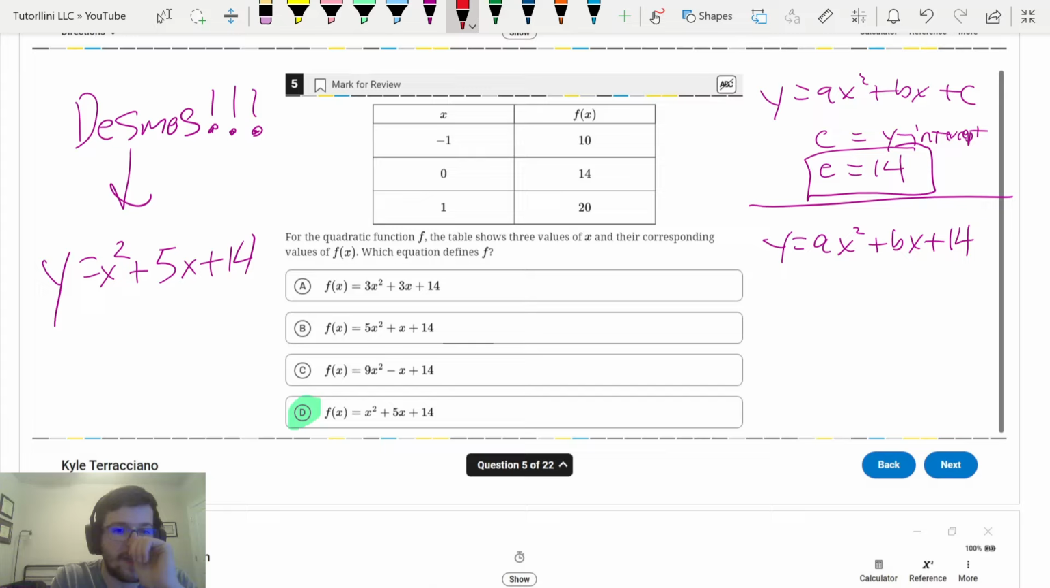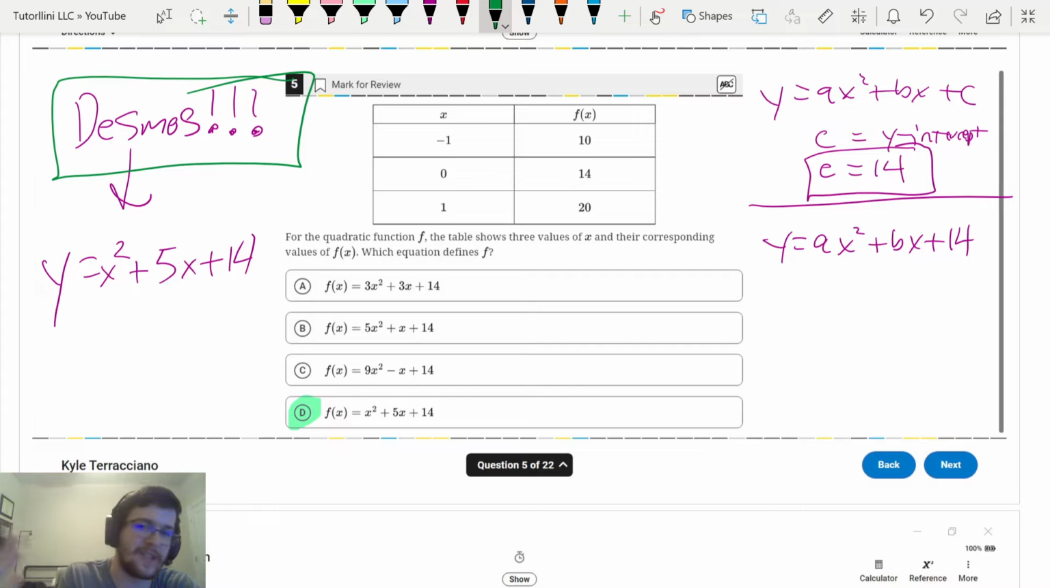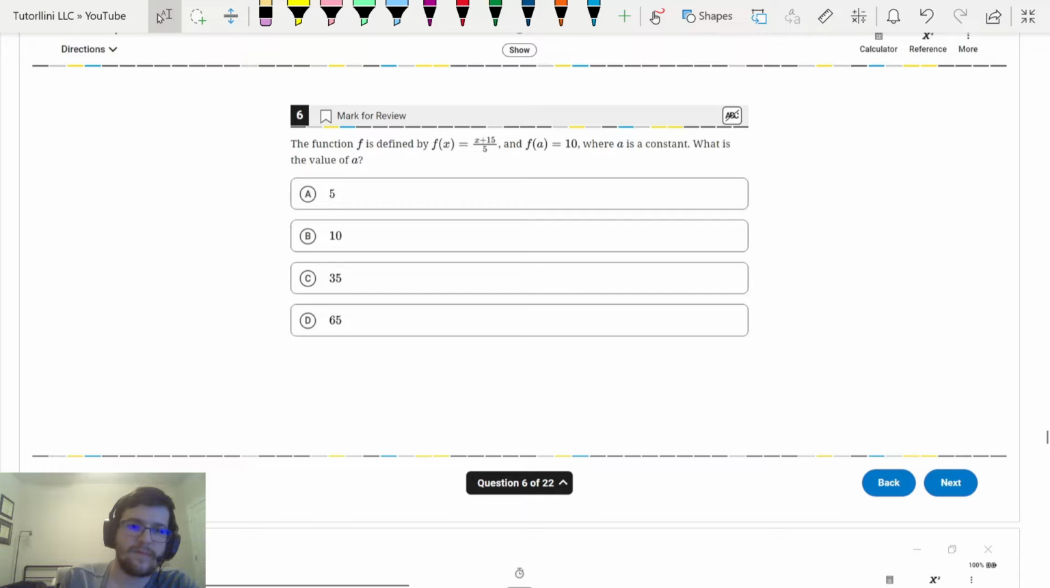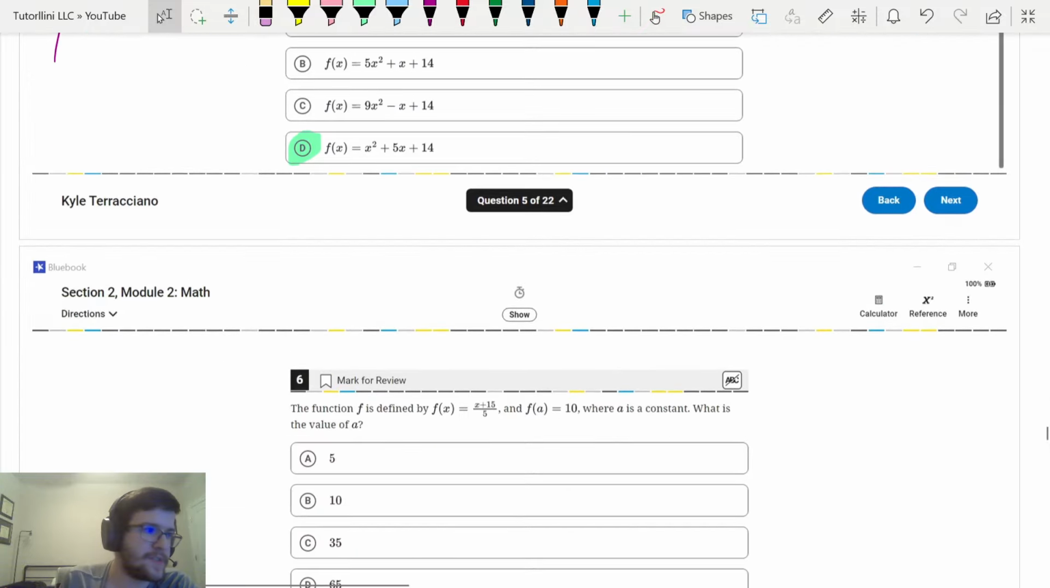They probably don't expect you to plug in the points and set up a system of equations. Like, that takes way too long. Don't do that on question 5, okay? Again, the easiest way by far for this one, oh my god, I put 3 exclamation points next to it, is to just use the Desmos regression. Okay, great. So let's move on. So 5 is D.